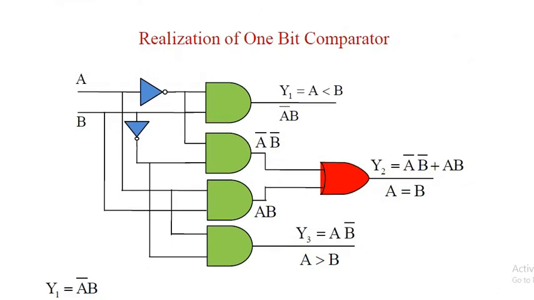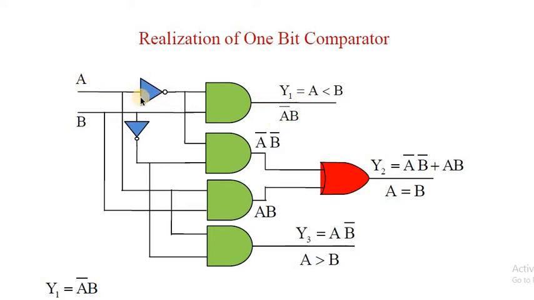Therefore, the realization of the logic expressions using logic gates. In this way we can draw the actual implementation of the logic expressions using logic gates. y1, y2, y3 are the outputs, and A and B are the inputs. For y1, we know that it is A is less than B. By using the K-map, the expression comes as A bar B. Here A bar B, how is it?